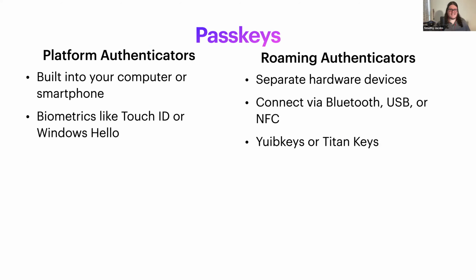So a little bit more about passkeys. There are two general spheres in which they land with WebAuthn, passkeys, and passwordless authentication. There are platform authenticators, which is where the passkey language is moving to. These are built into your computer or smartphone, and they use biometrics like Touch ID, Face ID, or Windows Hello. And then there are also roaming authenticators. These are separate hardware devices that connect with Bluetooth, USB, NFC, things like that. Oftentimes, these are YubiKeys or Titan keys.